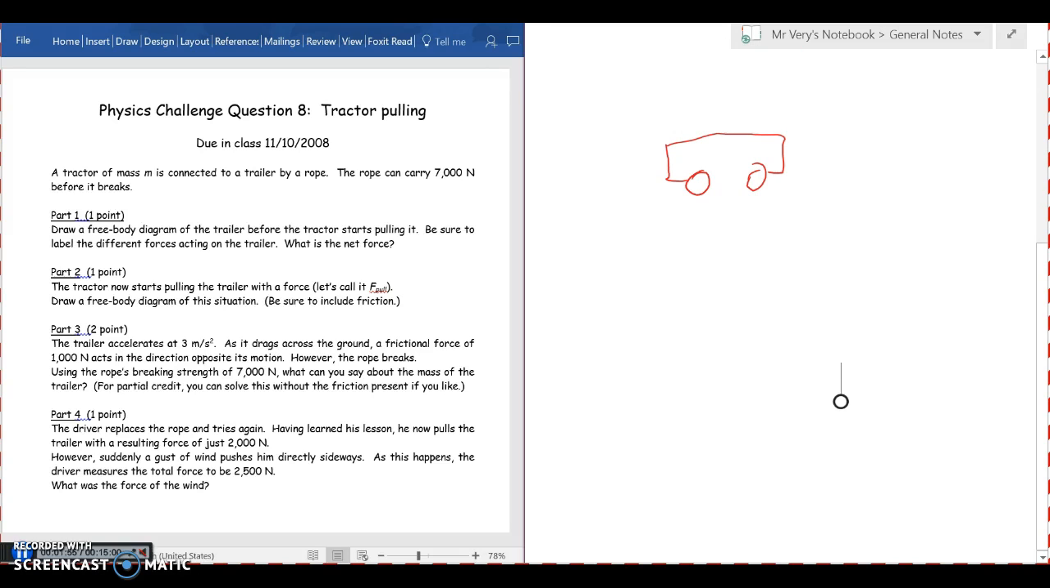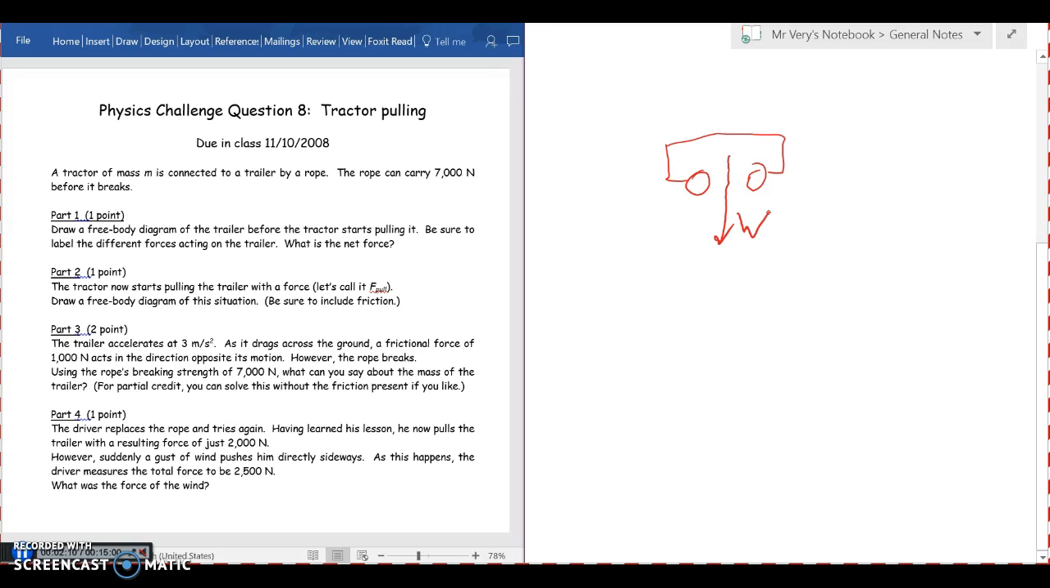When you draw a free body force diagram, you draw forces as arrows. In this case, I'll give you a bit of help. We know that one of the forces acting on our trailer is its weight. We'll put a nice arrow on it and we'll label the weight W.